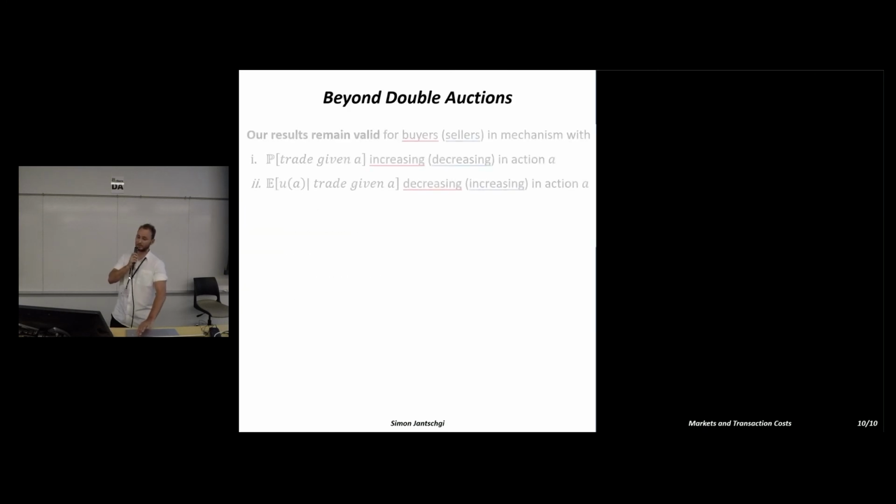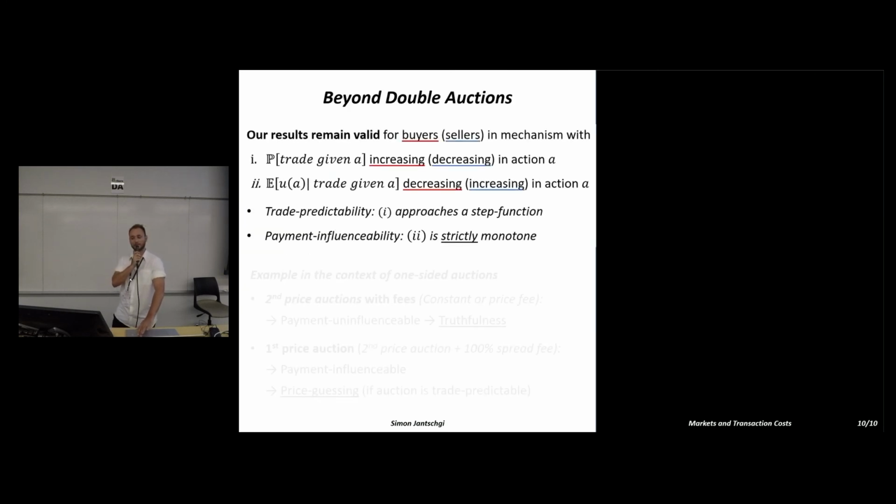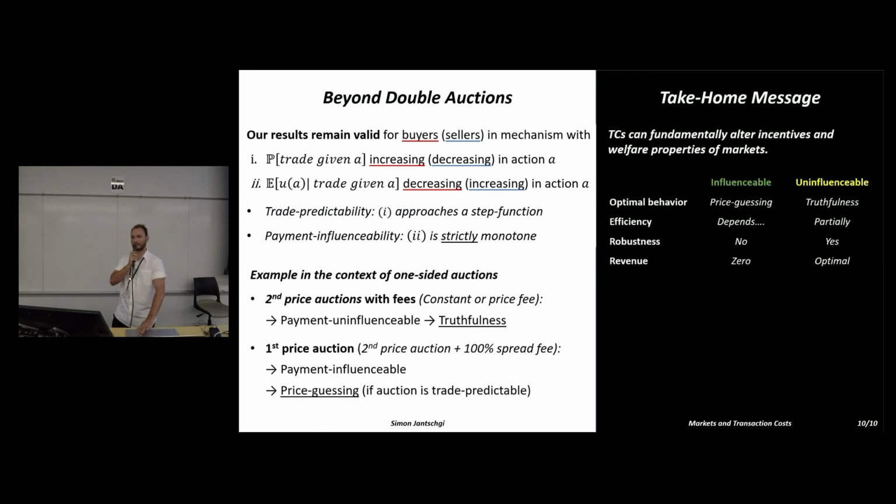I will skip the beyond auctions part because I think I'm already a little close on time. We can actually extend all of our findings beyond double auctions and they still hold valid. And the take-home message now is that transaction costs can fundamentally alter the incentives and the welfare properties of markets. So for influenceable ones, you find price guessing.